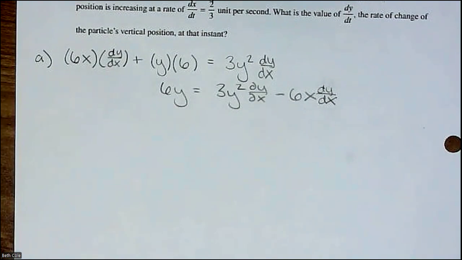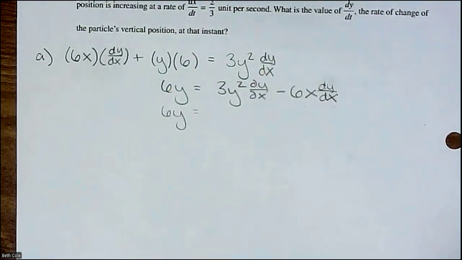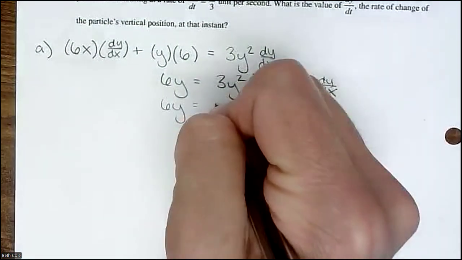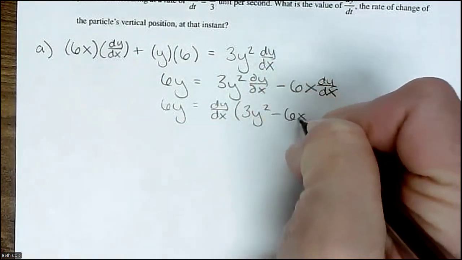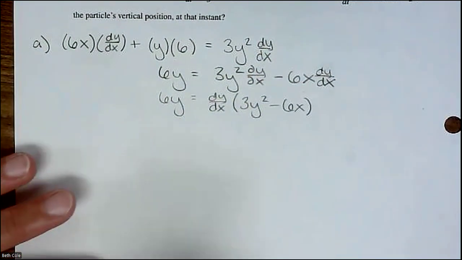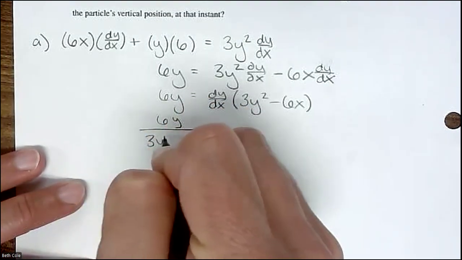And then do you remember what you do once the dy dx's are on the same side? I got them both on the same side of the equal sign, so now what? Yeah, and we are going to divide it, but did you say factor? Good job. We're going to factor that out. So GCF, you'd be left with 3y squared minus 6x. And then to get dy dx by itself, you divide that to the other side.